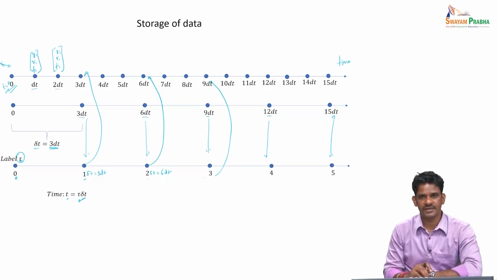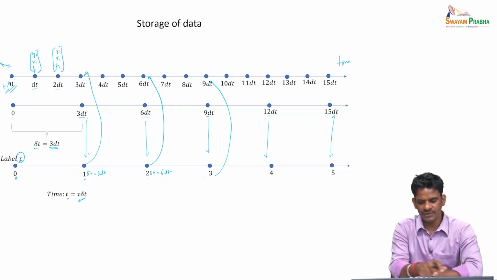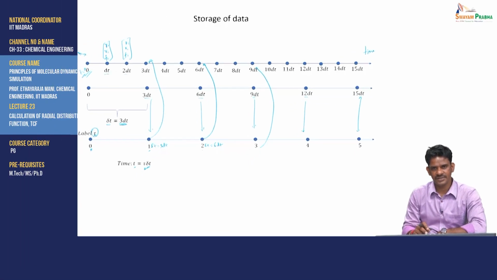So, this must be clear first, because when we actually look at an MD code for calculating the autocorrelation function, we are not going to work with this time directly, but we are going to look at this kind of index label for the data set that we have here.